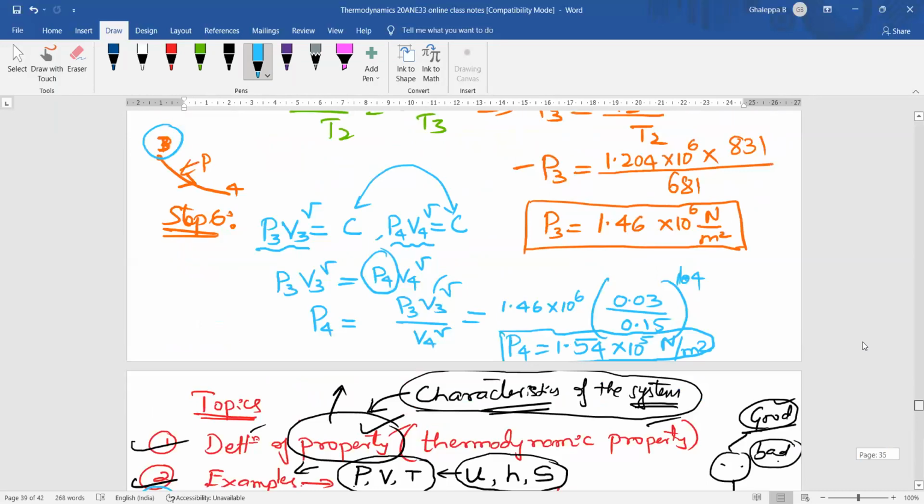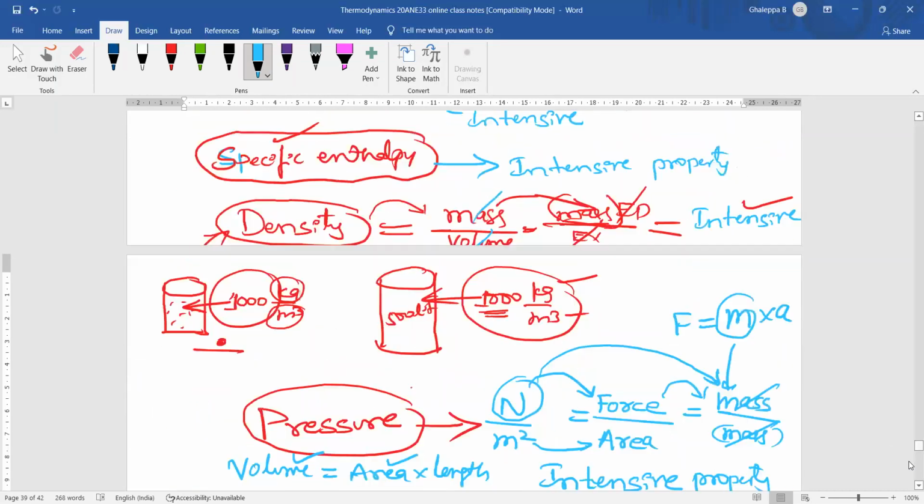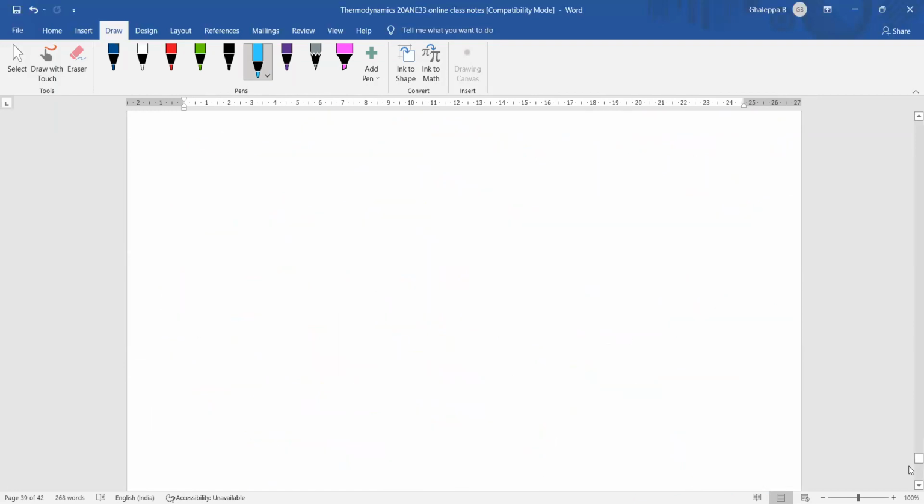Okay. These are the topics. What are the topics we have discussed today? Definition of property, examples of property, types of property with examples. We'll wind up today's class and we will continue in the next, that is equilibrium. That is also an important point. If you have any doubts, you can ask me.